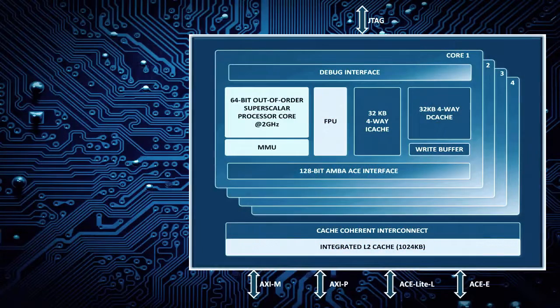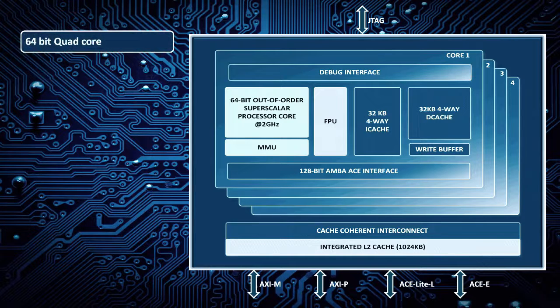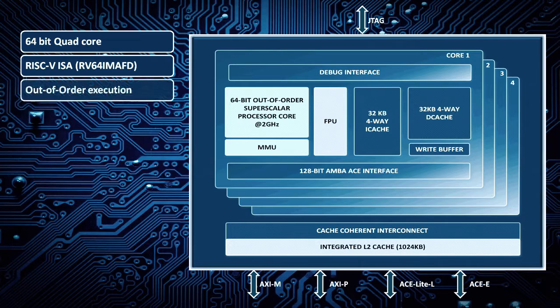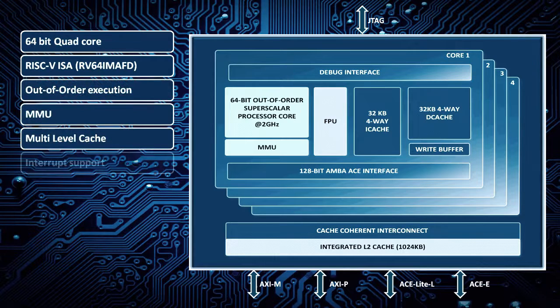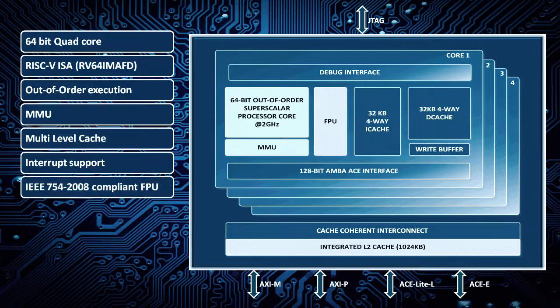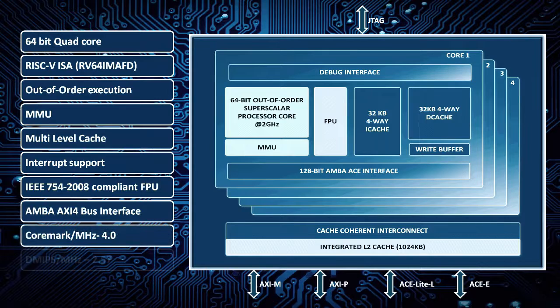C-DAC has successfully completed Phase 1 of the project with the design and implementation of a 64-bit quad-core processor with RISC-V ISA, out-of-order execution, MMU, multi-level cache, interrupt controller, FPU, and AXI4 interface. The quad-core processor has been ported on FPGA, and the performance demonstrated with standard benchmarks.